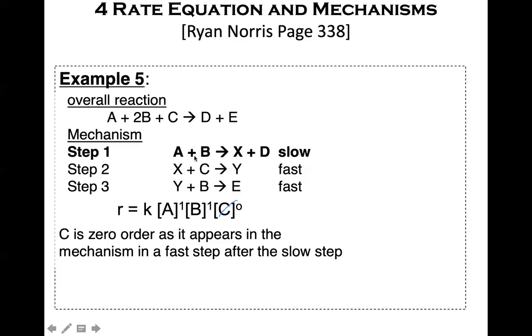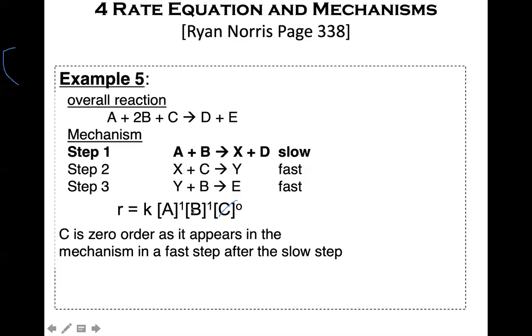So this is what I mean. If you look at the slow rate determining step, you only have A and B. That's why in your rate, you also only have A and B. So if they ask you, what about reactant C? Why is it not in the rate equation when it's actually a reactant? Well, it just means that C is to the power of 0, or we say that C is 0 order. Now, by definition, 0 order means no matter how much you change the concentration of C, your rate will not change.